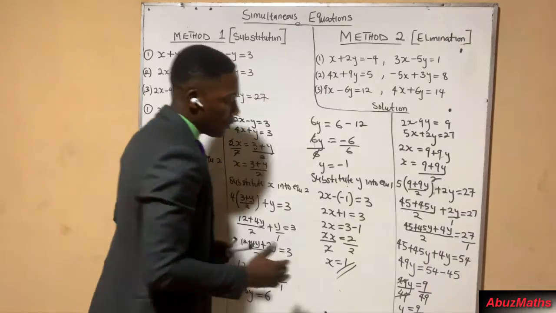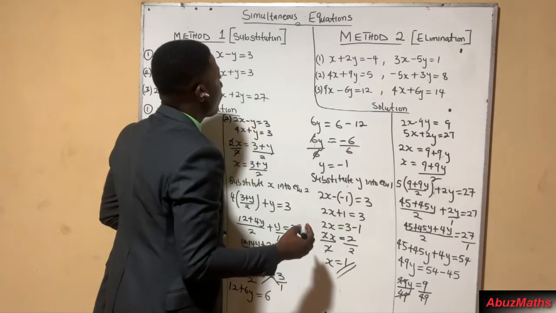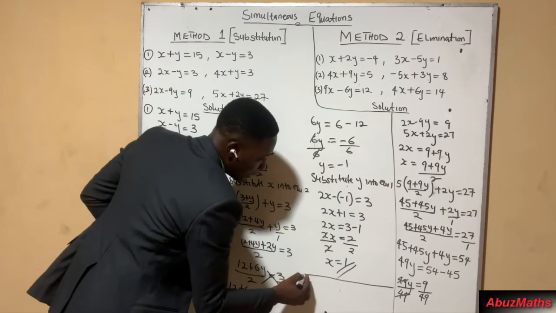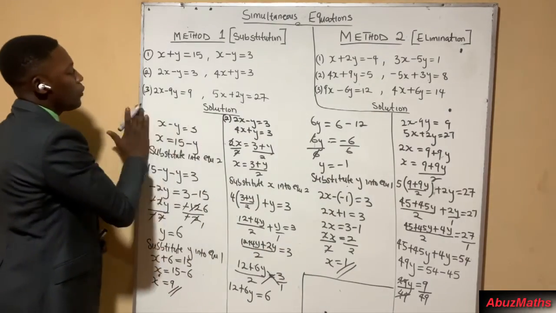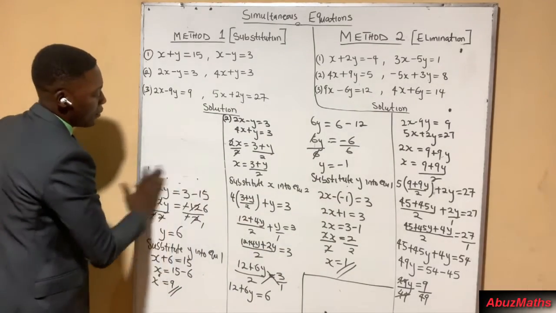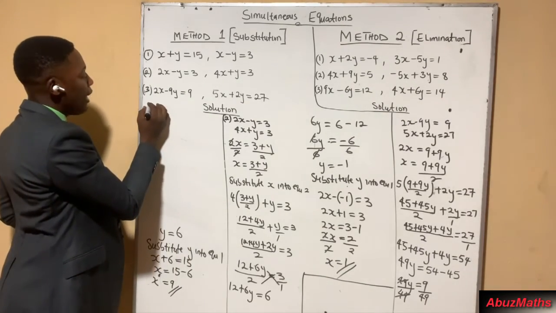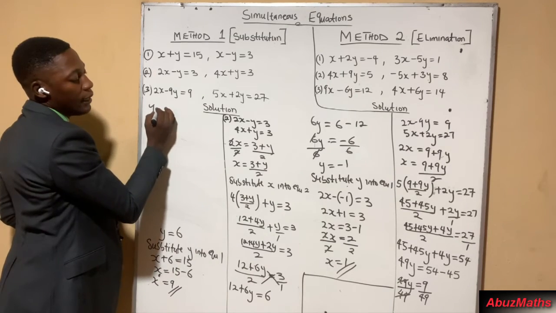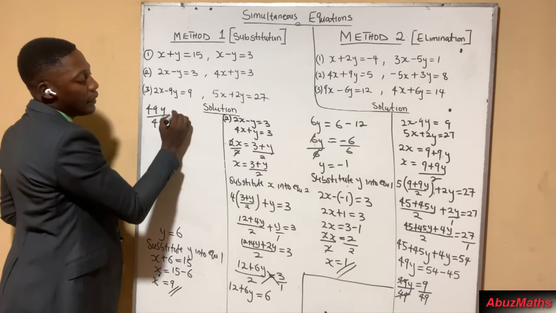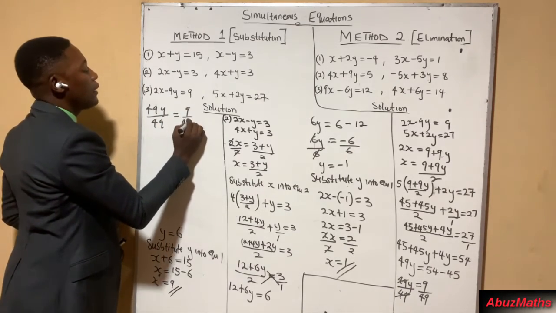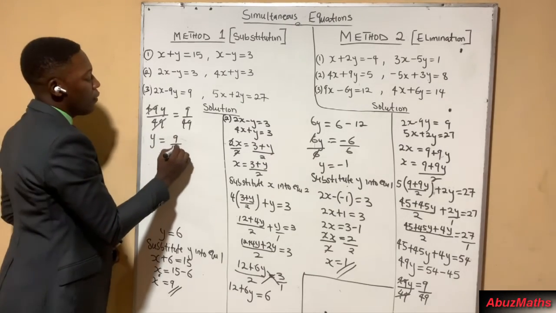Oh, sorry. Let me wipe this side off. Okay, sorry, that side is finished. All right, so let's do this here. So we have 49y over 49 is equal to 9 over 49. So this cancels this, so y is equal to 9 over 49.